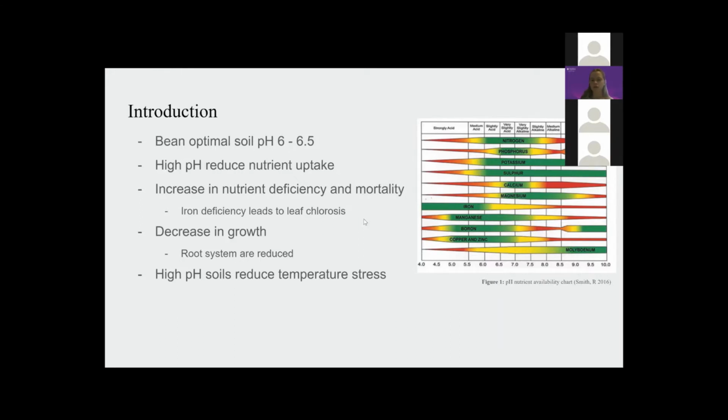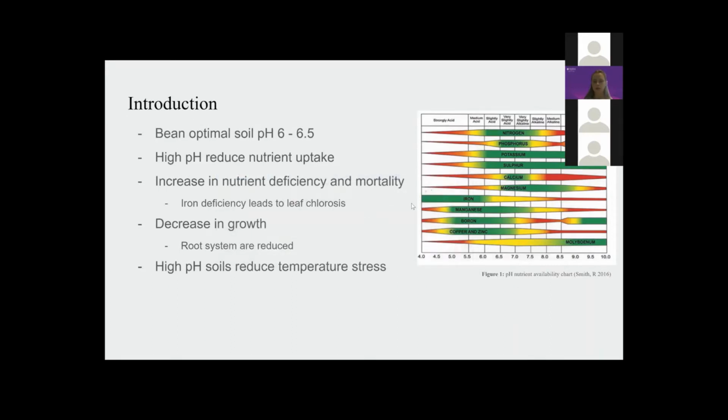Consequently, leaf chlorosis in the upper leaves is a result of decreased chlorophyll content in response to iron deficiencies that occur in alkaline soils. As pH increases, temperature stresses decrease, which can reduce the loss of chlorophyll content and therefore the treatment plants appear greener. Alkaline soils also alter root morphology, reducing root systems and limiting plant access to nutrients and water.